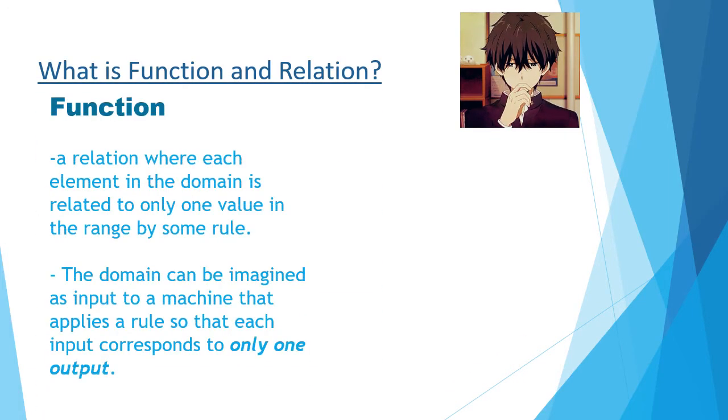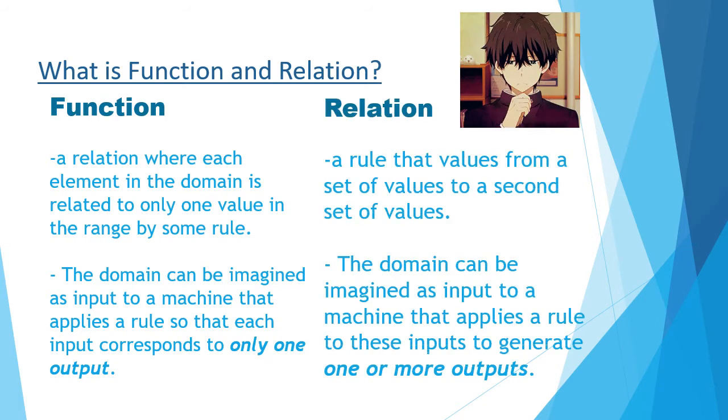A function is a relation where each element in the domain is related to only one value in the range by some rule. Each input corresponds to only one output, while a relation is a rule that maps values from a set of values to a second set of values. Its inputs generate one or more outputs.